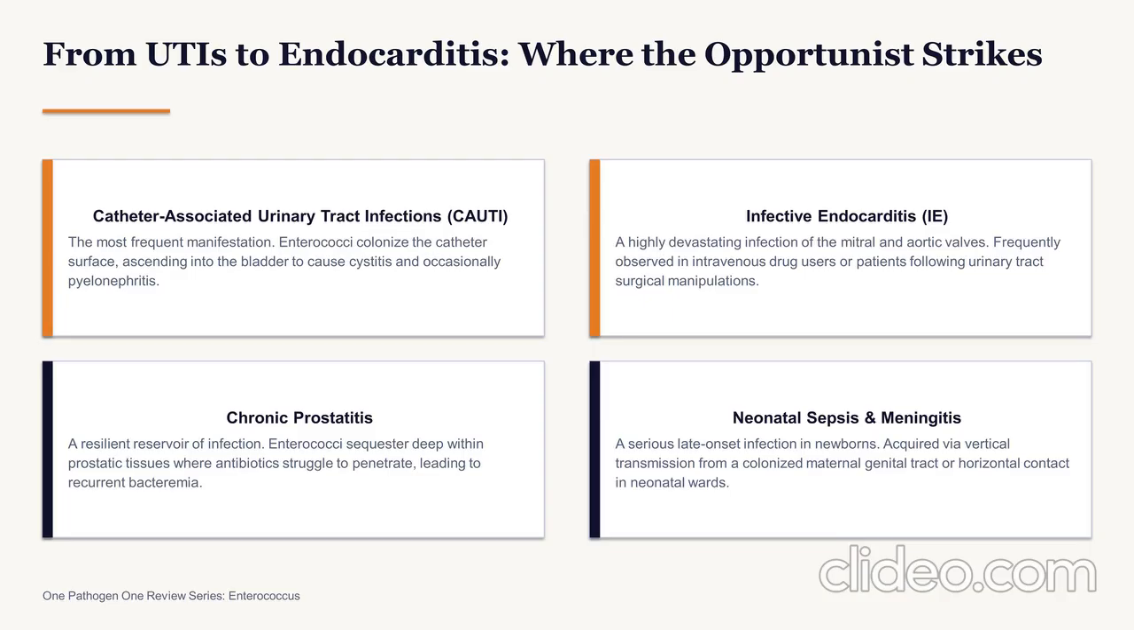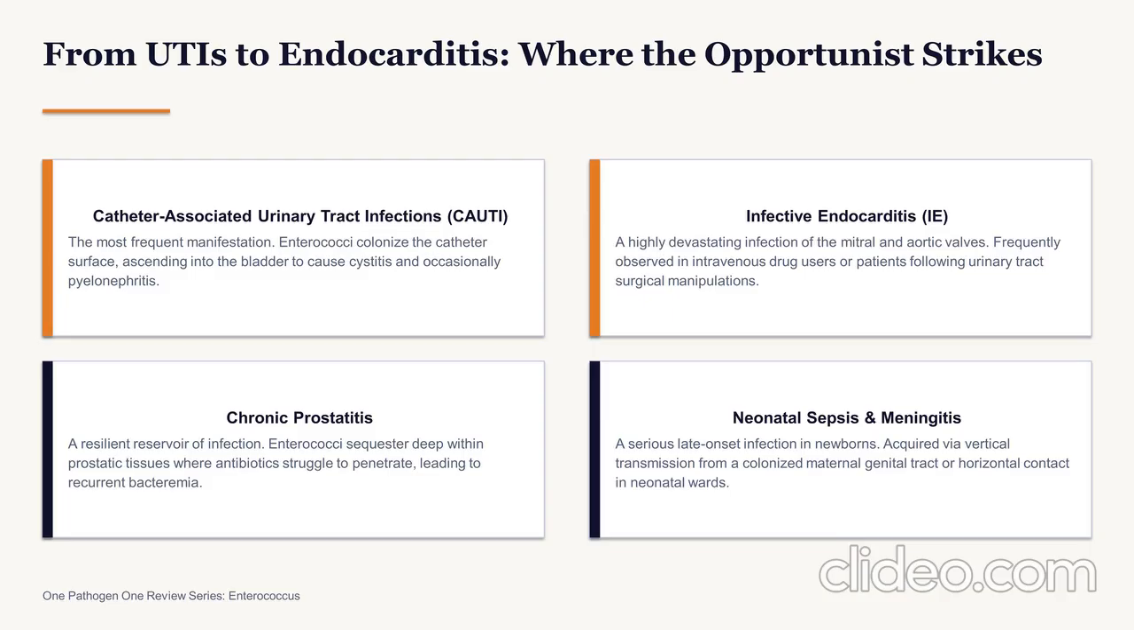Question 1 asks, which set of growth conditions is highly characteristic of Enterococcus species and differentiates them from other gram-positive cocci? The correct answer is B. Growth in 6.5% NaCl, 40% bile, pH 9.6, and at 45 degrees Celsius. Enterococci are exceptionally resilient and uniquely grow in extreme salinity, high bile concentrations, and wide pH and temperature ranges.